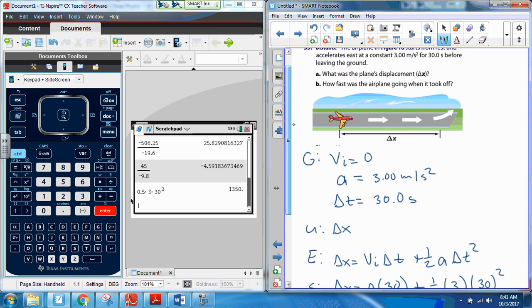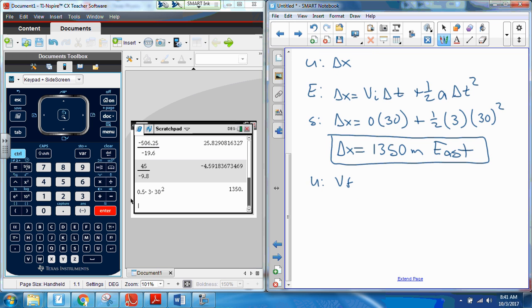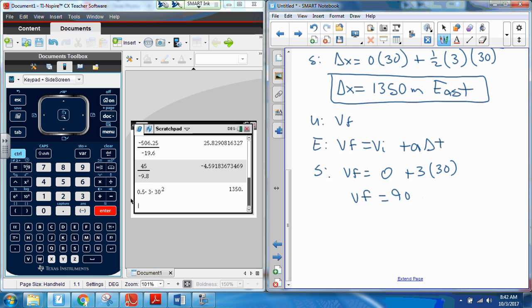And then letter B, how fast was the airplane going when it took off? So the new unknown is V final. Well, this one should be easy. Just plug it into the first equation. V final equals V initial plus A times delta T. So V final equals 30 plus 3 times, wait, V initial was 0. My bad. 0 plus 3 times 30. So V final is equal to 90 meters per second. Is that right?